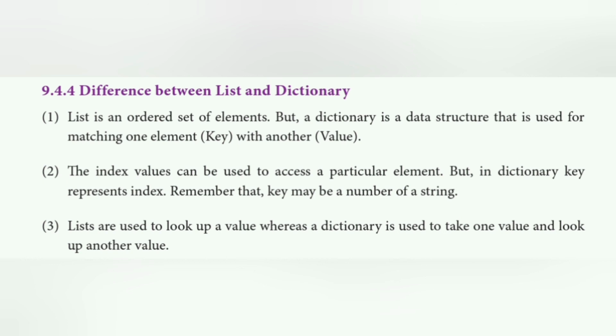In list and tuple, if you want to display or access any one particular element, we have to use the index value of that element. But in dictionary, we have to specify the key. So these two are the main differences between list and dictionary.